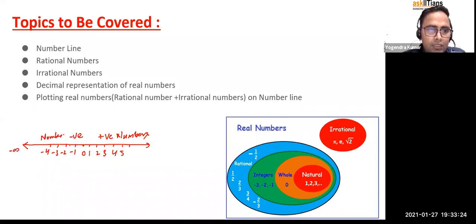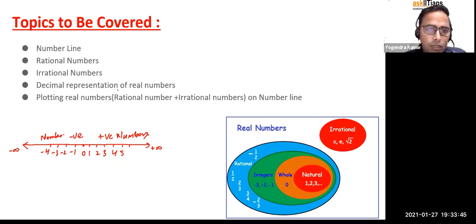Here this is minus infinity and this is plus infinity, negative infinity and positive infinity. What is the meaning of that? A very big number on this side, and a very big negative number on the other side. What we are going to see next are rational numbers, irrational numbers, and then their decimal expansions.